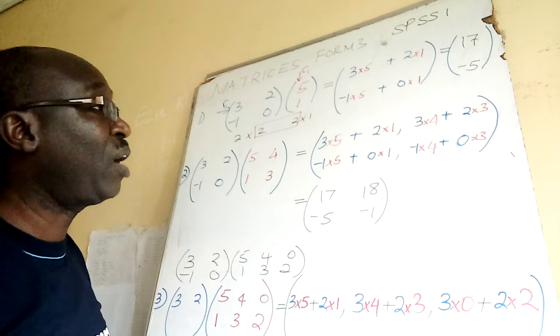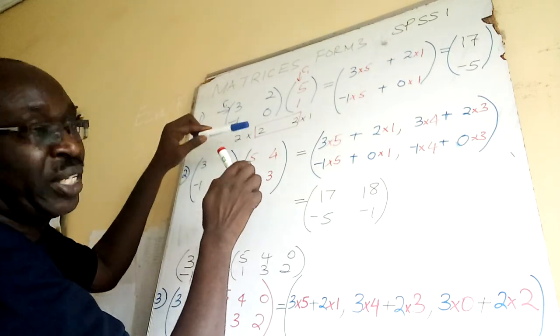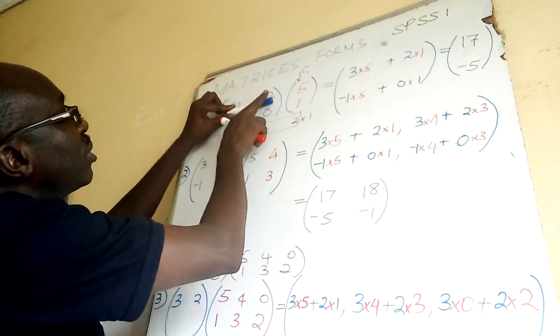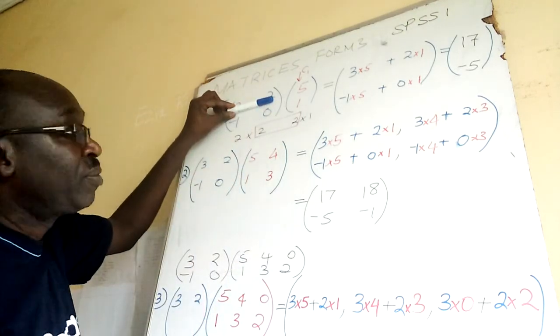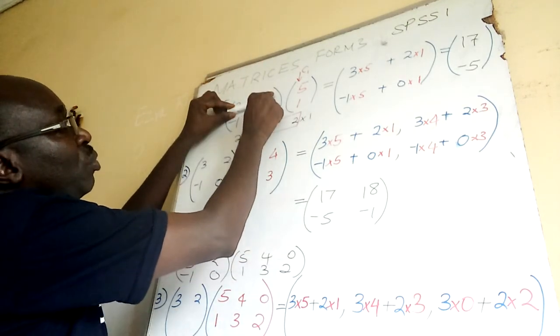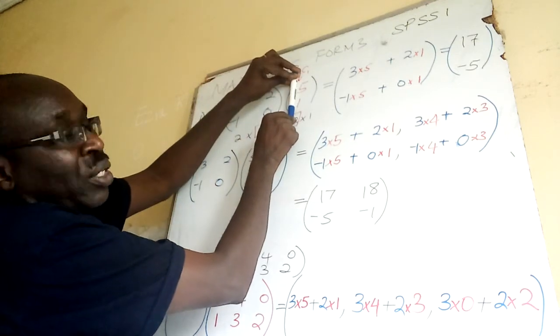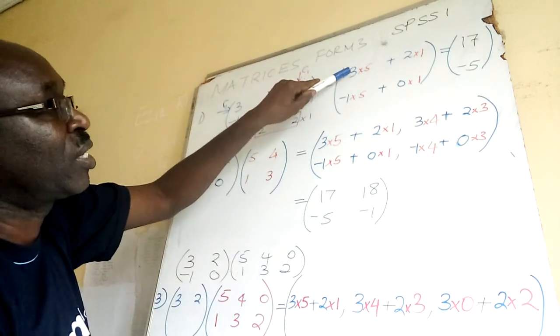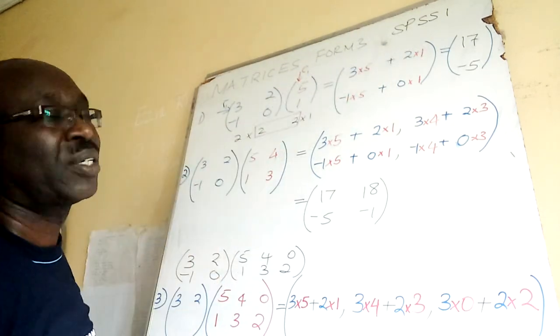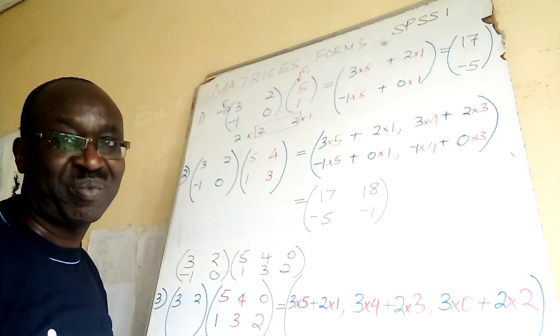So you can see now, this is 3, this is 2. 3 goes with 5, 2 goes with 1. And then you add them.